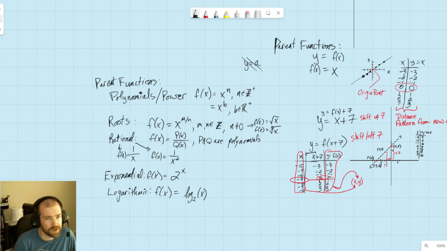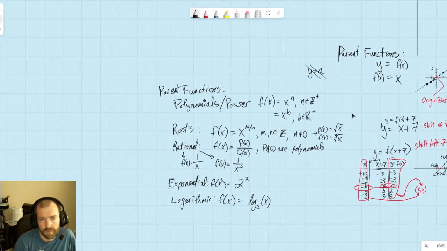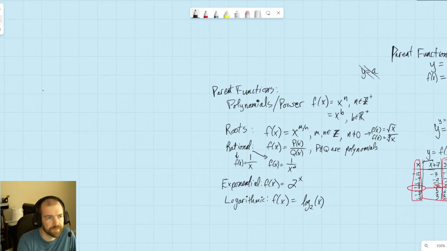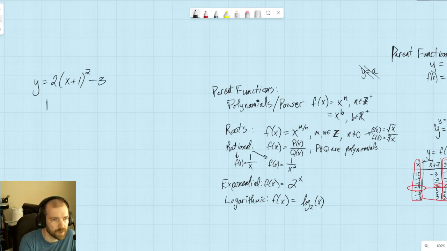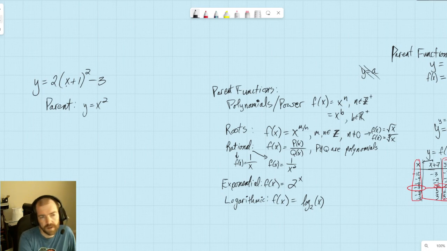So looking at these parent functions, we can come up with, again, the most basic ones. So if we wanted to do, for instance, y equals 2 parentheses x plus 1 squared minus 3, we'd want to say, okay, the parent function is going to be y equals x squared. Right, that's our shell that we're using here. And then we want to know, what does that parent function look like? What's it graph as, etc. We already know that this is a parabola.